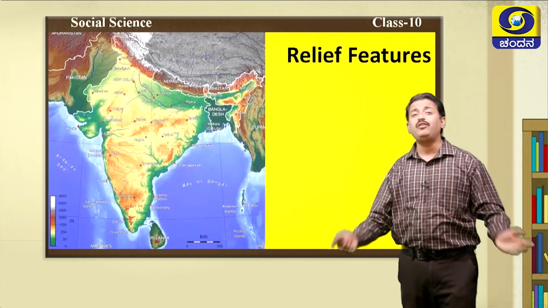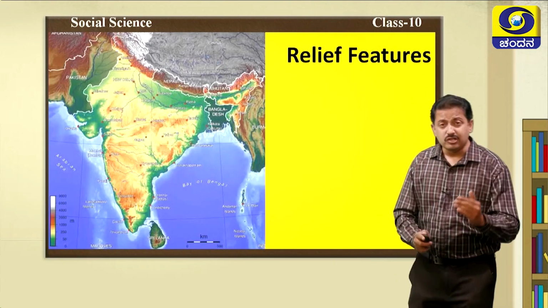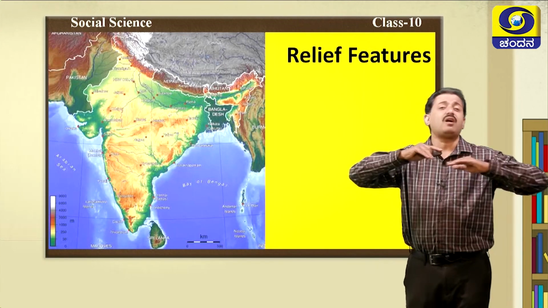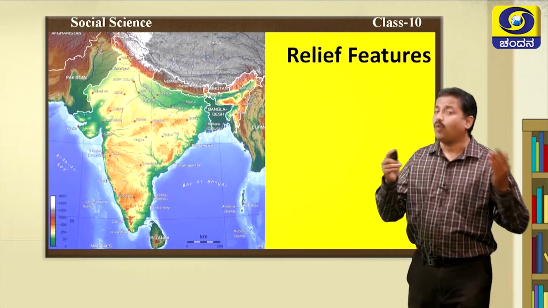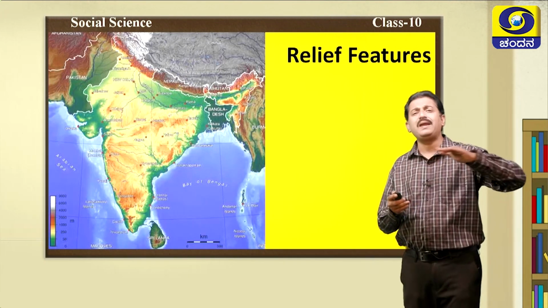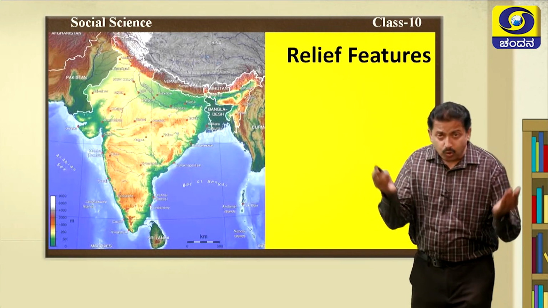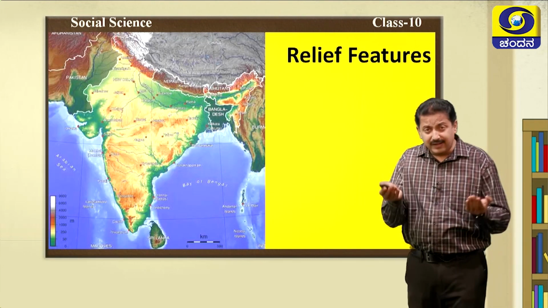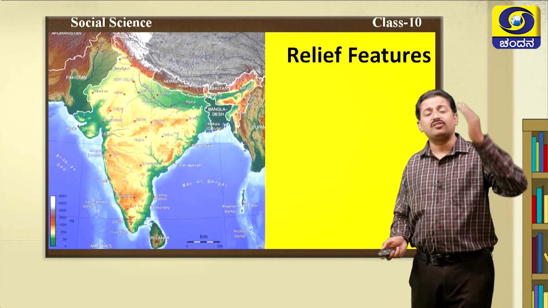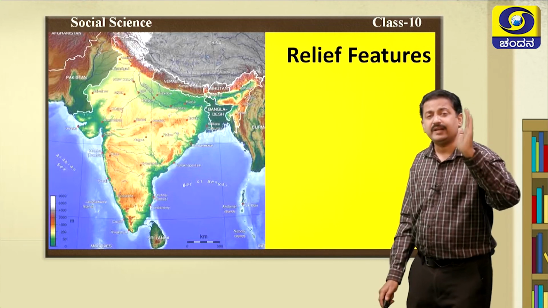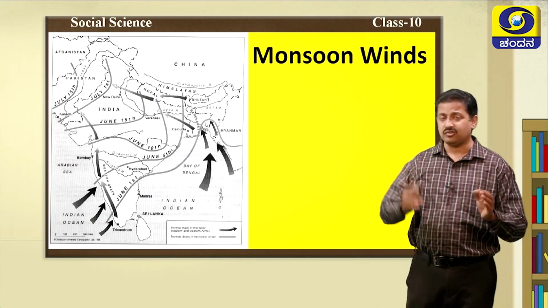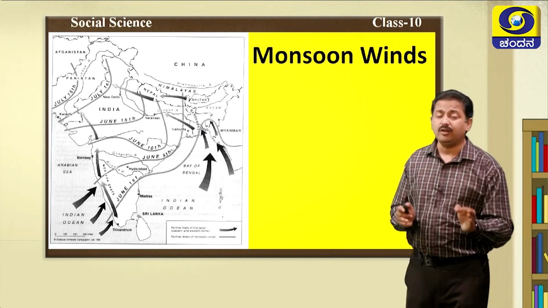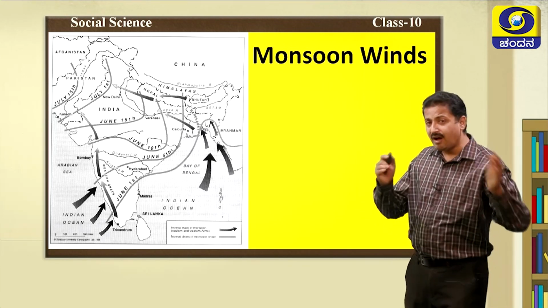Likewise, relief features. Relief features means the physical features on the surface of the earth, say for example mountains, water bodies, the plain lands, even the coastal areas, deltas, all these factors decide the climatic type of a place. The third one is monsoon winds. Monsoon winds play a vital role in deciding the climate of a place.